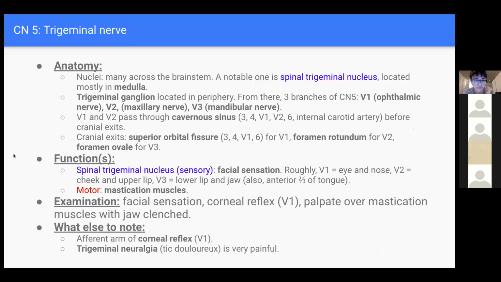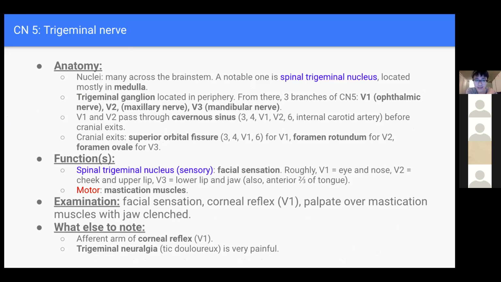Trigeminal nerve, CN5. So this one has a lot of nuclei. The only one that I think you're expected to know is the spinal trigeminal nucleus, also known as the spinal nucleus of 5, it has a few different names. This is a long nucleus. It's mostly in the medulla. Part of it goes into the pons, part of it goes into the cervical spine, but for the most part, it's in the medulla.